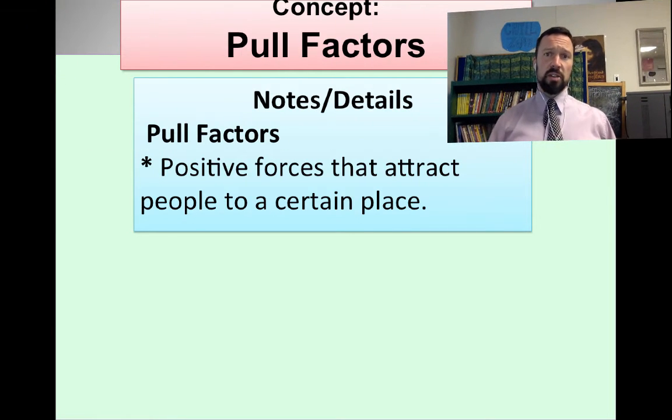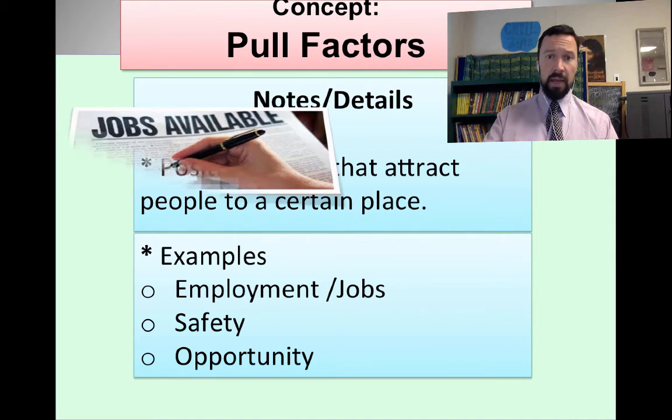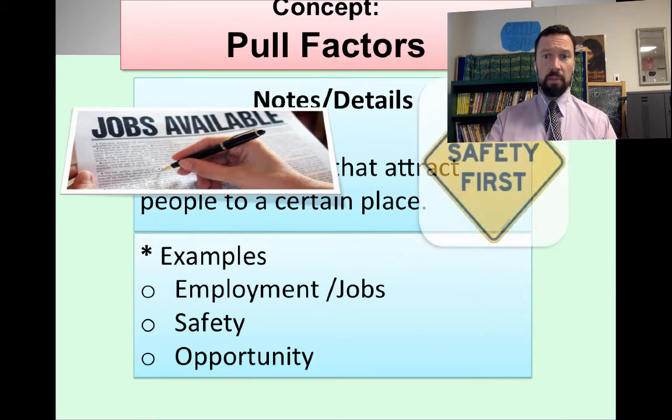So our next concept is pull factors. These are general immigration reasons here. So these are positive forces that attract people to a certain place. So, for example, employment, jobs. There's a lot of jobs in the United States for people who are willing to work. So yes, people will show up to the United States. They will immigrate to the United States for that, for safety, for opportunity. And I think we get jobs.